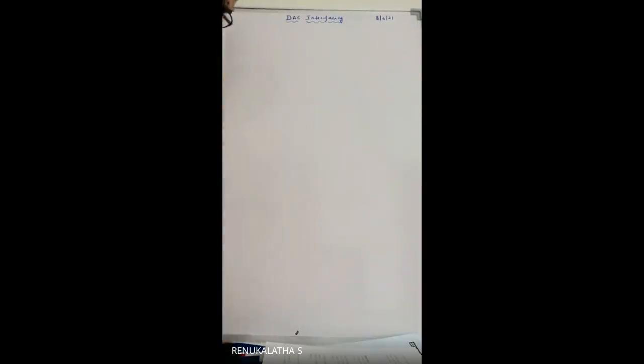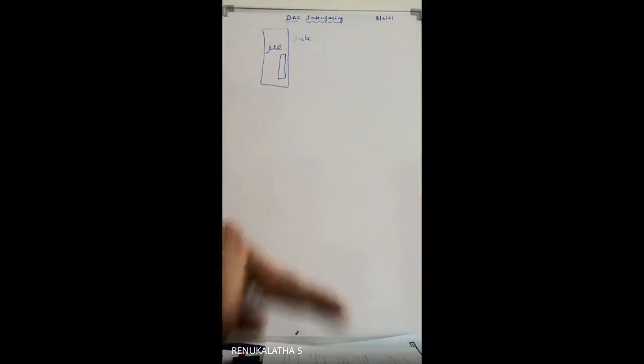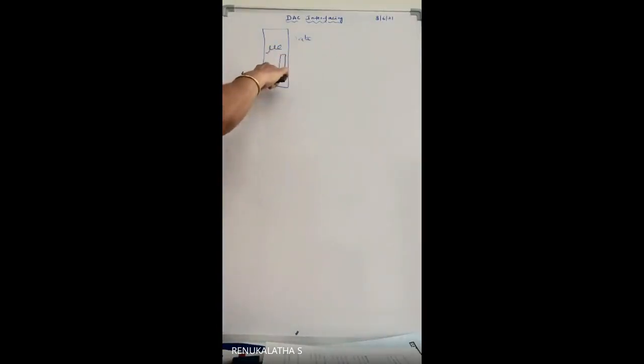So what this microcontroller does is it will send some data. This is the microcontroller. It has ports, so you can choose any of the ports, port 0 or port 1. We know that ports are used for transferring data from the microcontroller to external devices, or from external devices to the microcontroller.